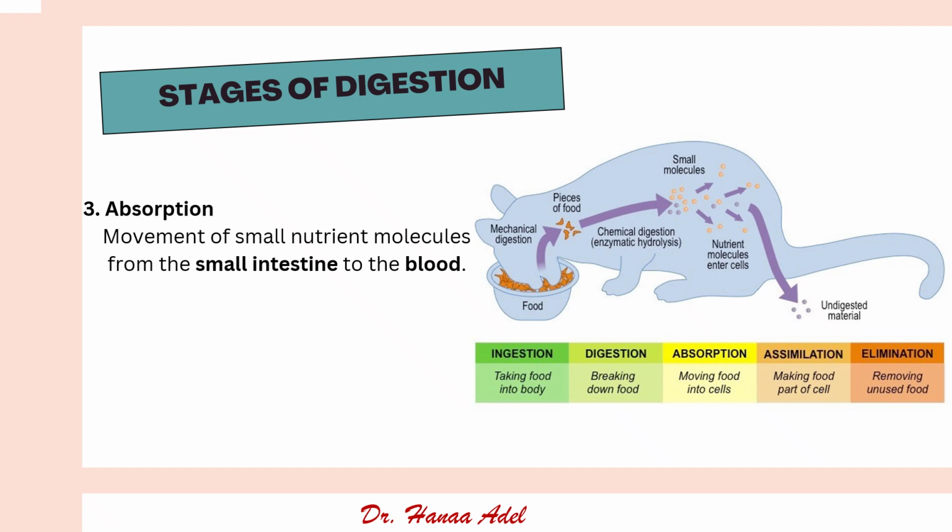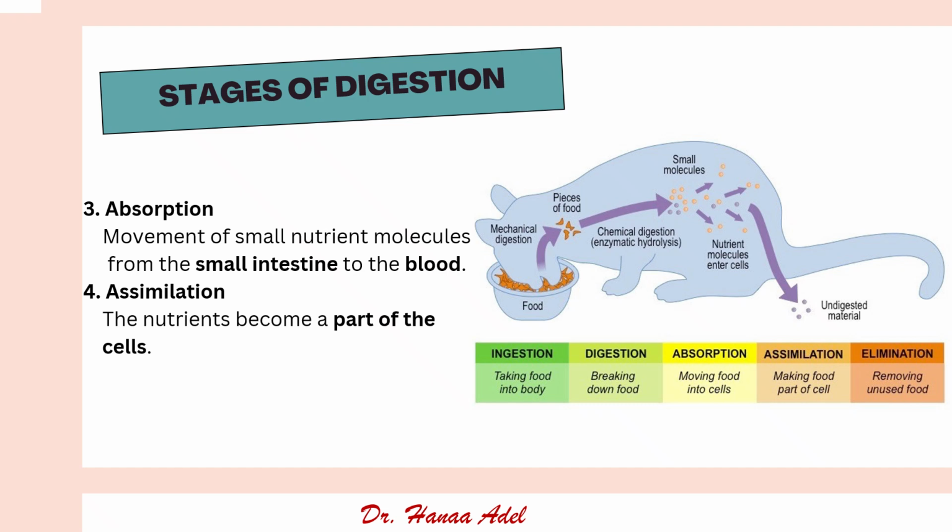When these simple nutrients reach the bloodstream, they have the ability to become a part of the cell. This is called assimilation. What is meant by assimilation, which is a very, very important question? It is when the nutrients become a part of the cell.